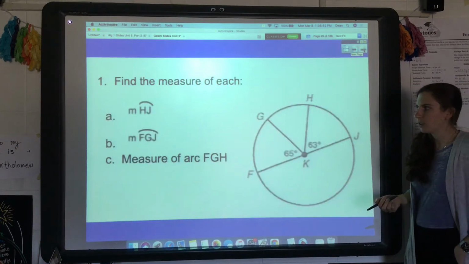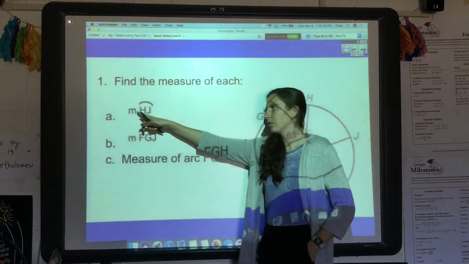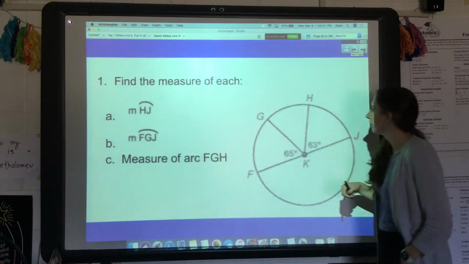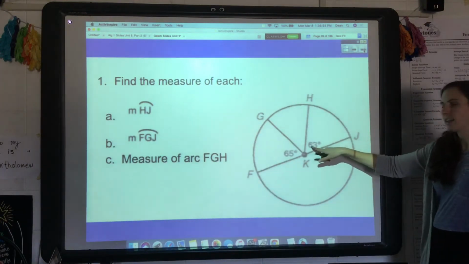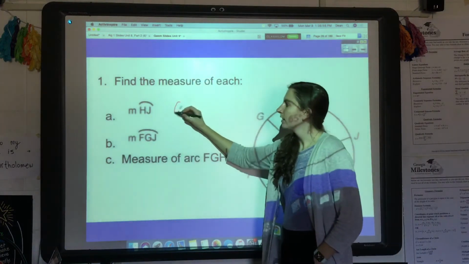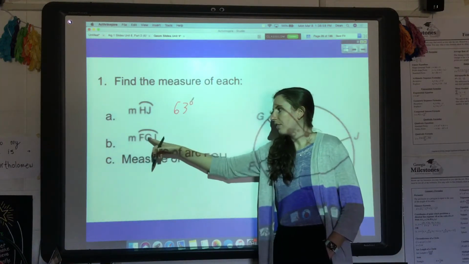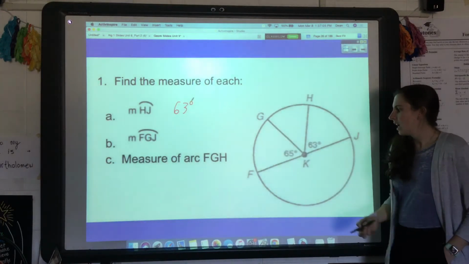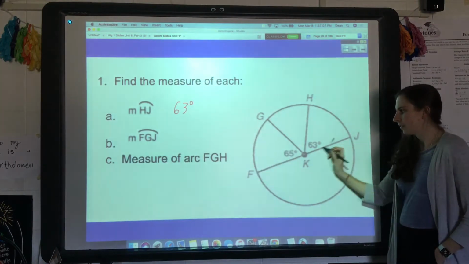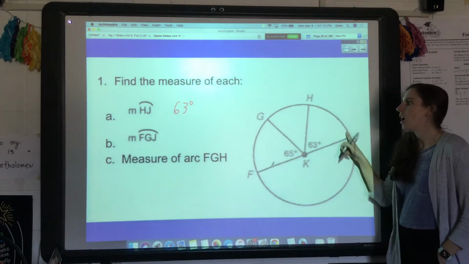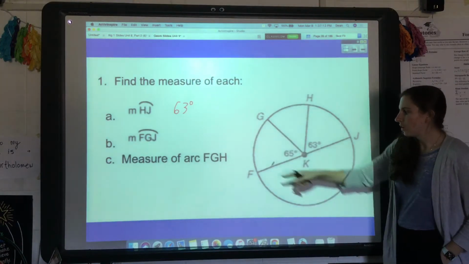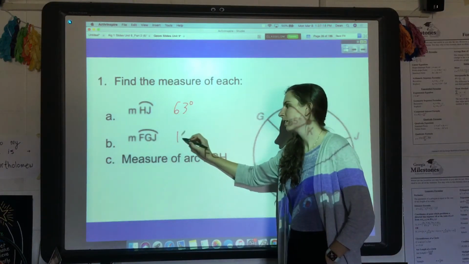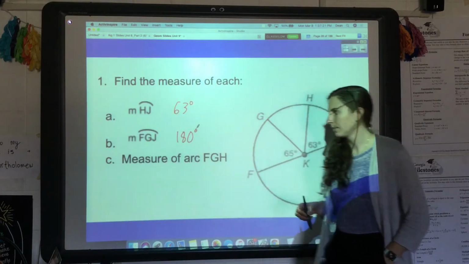Let's do a few examples real quick. If you put a little m in front, that means the measure of. So what's the measure of arc HJ? HJ is right here, so it goes with that central angle. It's 63 degrees. This is the measure of FGJ. FGJ is this semicircle. It's on a diameter, and that's always 180 degrees. So all the way around half the circle should be 180 degrees. It's half of the full 360.